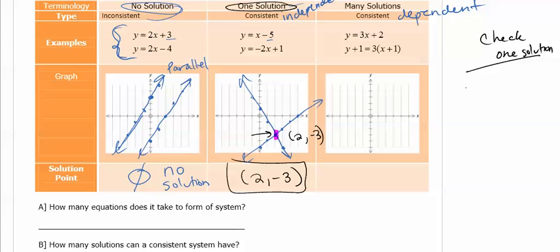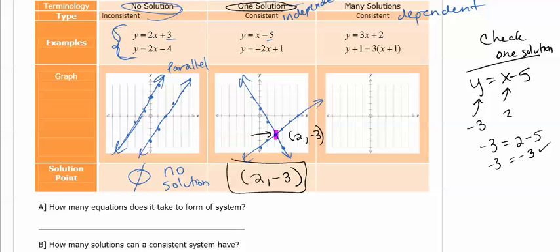Okay, so I have y is equal to x minus 5, and the values that I found were y of negative 3 and x of 2. And so I get negative 3 is equal to 2 minus 5. Well, that's going to leave me with negative 3. So negative 3 equals negative 3, so it checks out.